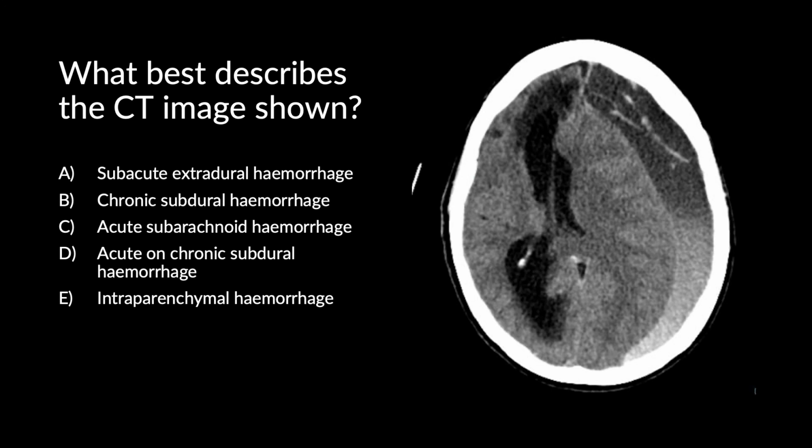What best describes the CT image shown? Is it A, subacute extradural hemorrhage? B, a chronic subdural hemorrhage? C, an acute subarachnoid hemorrhage? D, an acute on chronic subdural hemorrhage? Or E, an intraparenchymal hemorrhage? Just pause the video.